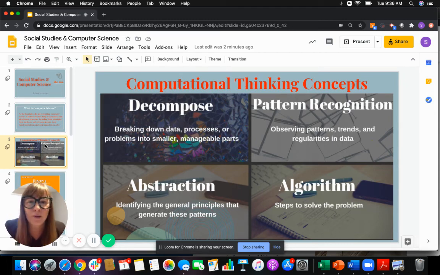You begin to pattern match to figure out how you could find similarities and differences. You take out what you don't need to solve the problem, and then you create a step-by-step process. We do this pretty quickly in our brains, but in the computer, we have to really think through it because the computer doesn't have a brain, and we have to tell it what to do.